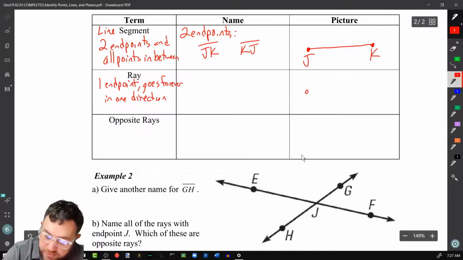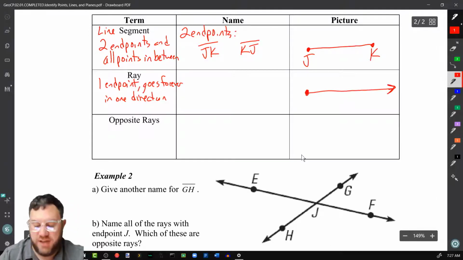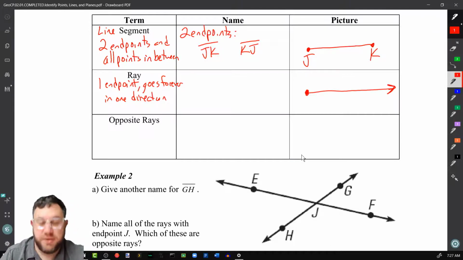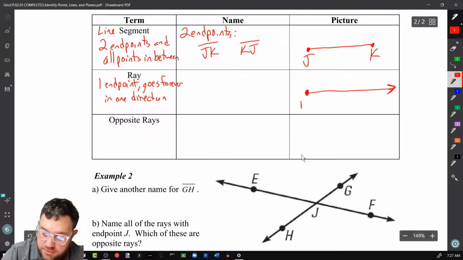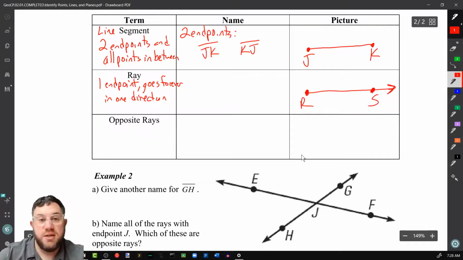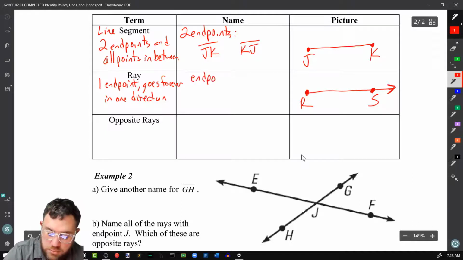So if we want to draw a picture, we would have an endpoint. Again, there could be a dot, there might not be, but the other side has to have an arrow. That's very important. And we would name this, we'll call this RS. We need 2 points on the ray, the end point and one other point.